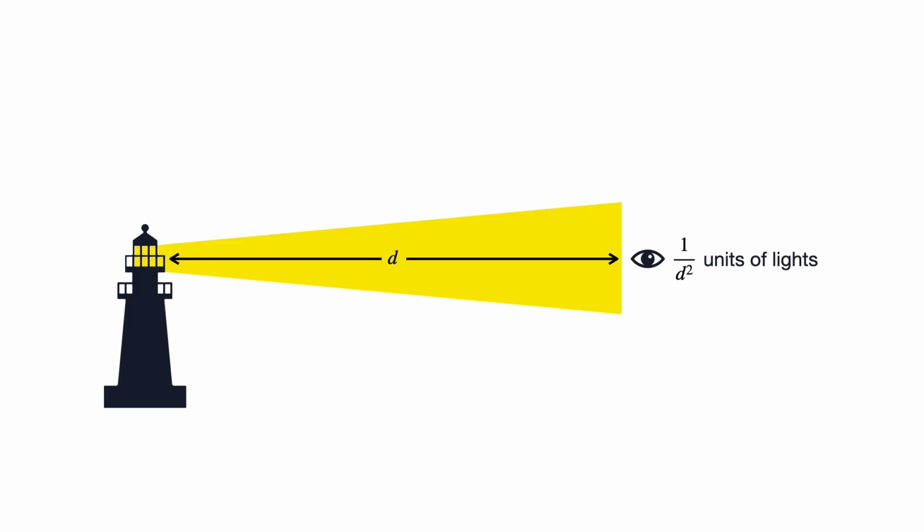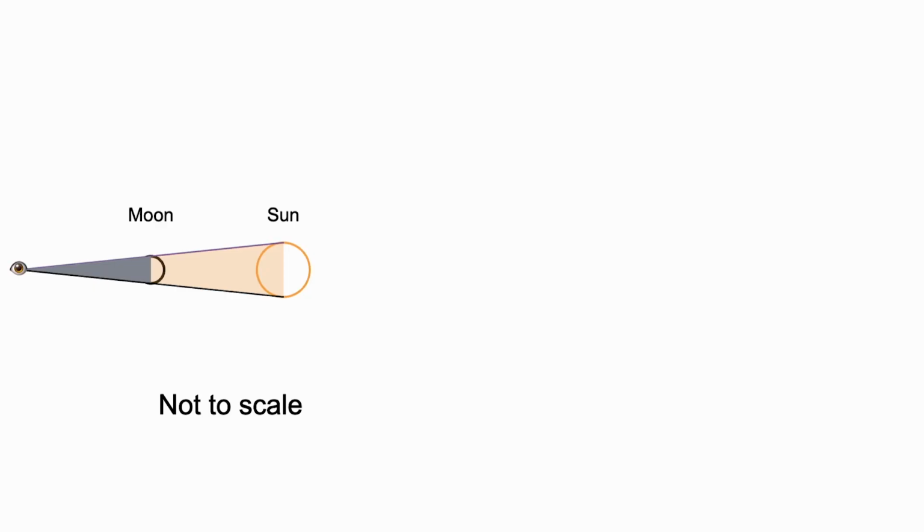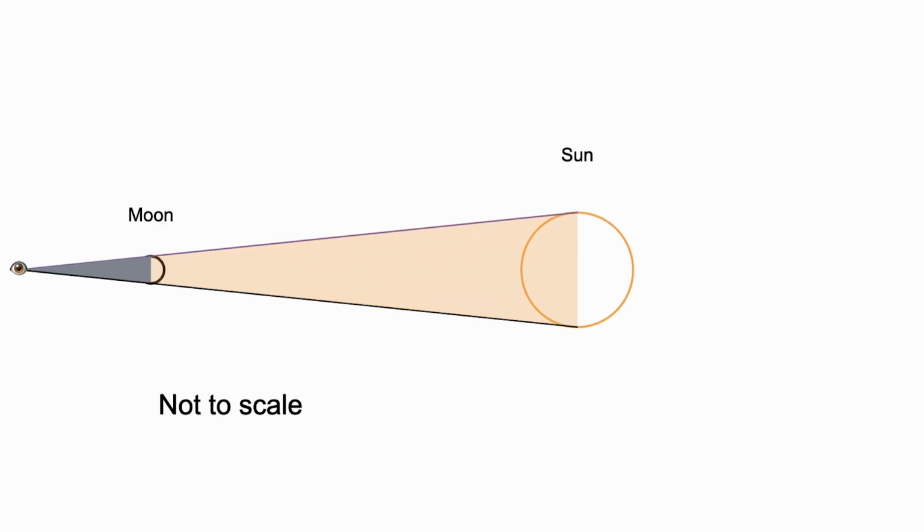But why the inverse square? First, we'll get the inverse by considering apparent size. The sun is about 400 times wider than the moon, but it is also about 400 times further away. And that's why during a solar eclipse, they can appear the same size. Double an object's distance, and its apparent width is cut in half.